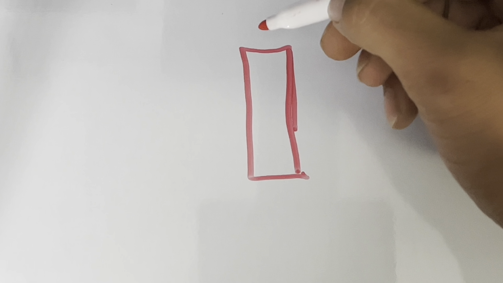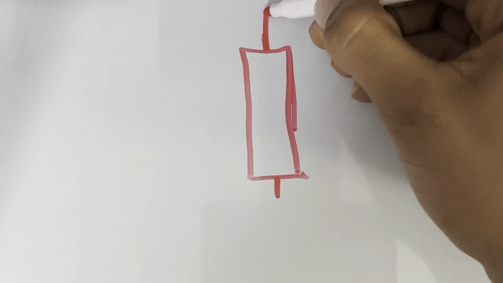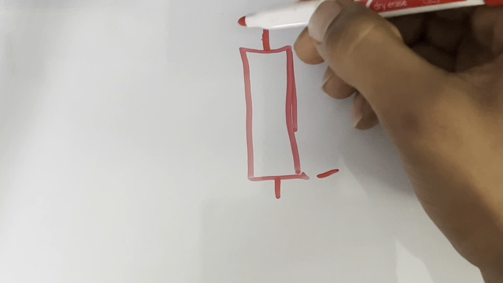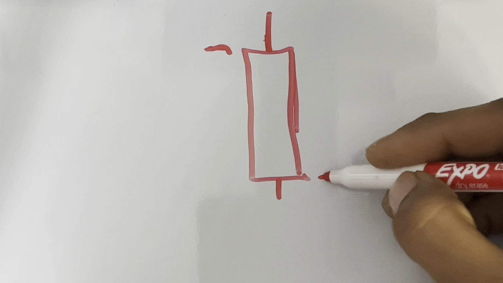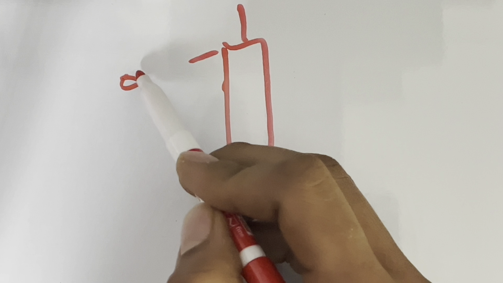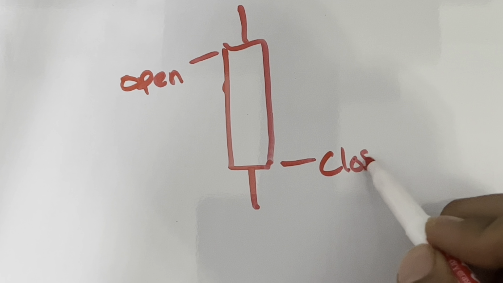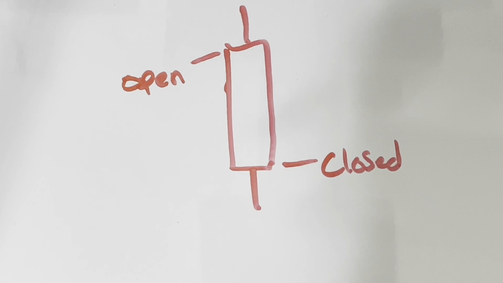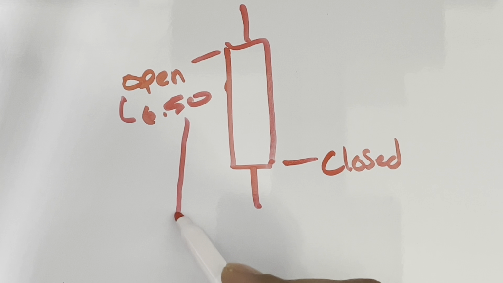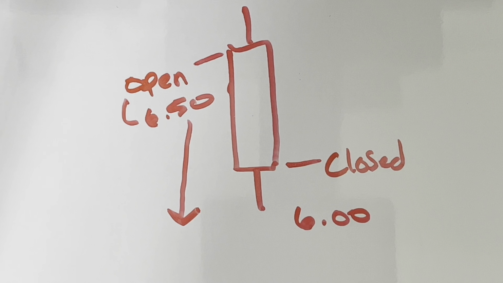So this is our red candlestick. It can have a top like that, a bottom like that, same way. This could be more extended, it could not have it, but it's a red candlestick. Same concept: where did it open and where did it close? In this particular case, here's where it opened, here's where it closed. Let's say it opened at $6.50, but then it closed at $6. What happened here?